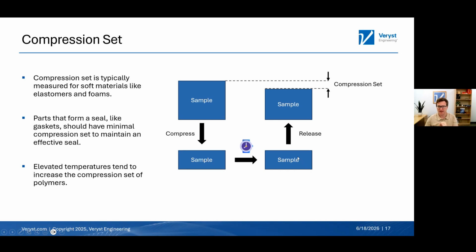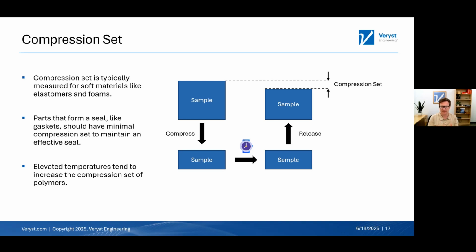And then you release and allow it to recover as much of its original thickness as it can. But the actual value that you're measuring is the new height of the sample relative to the old height of the sample, and that's the compression set. So just like creep measures permanent deformation in a material under a static load, compression set measures essentially the permanent deformation in a material under fixed deformation.